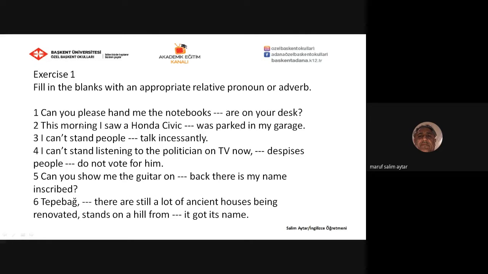Let's have a look at the exercises. Can you please fill in the blanks with an appropriate relative pronoun or adverb? Just do it, please. Of course, you need to focus on the nouns that are being defined or being given extra information about. So they determine which relative pronoun will come here. Can you please hand me the notebooks, blah, blah, are on your desk? This morning, I saw a Honda Civic, blah, blah, was parked in my garage.